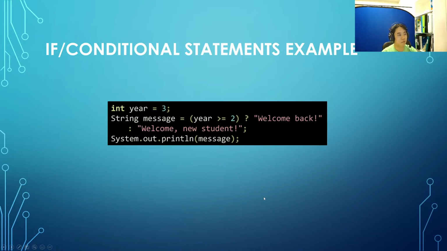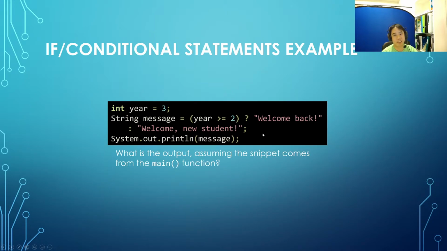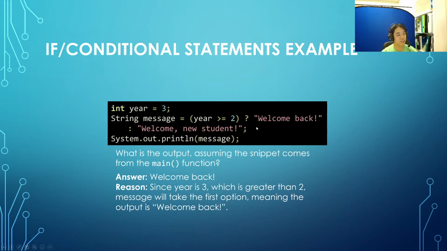Okay, so here's an example. Can anyone tell me what the output is going to be for this one? Just as a small practice. Correct. Good job. I'm sure you know why already. Because 3 is bigger than 2, we're going to take the first option because we have fulfilled the condition.